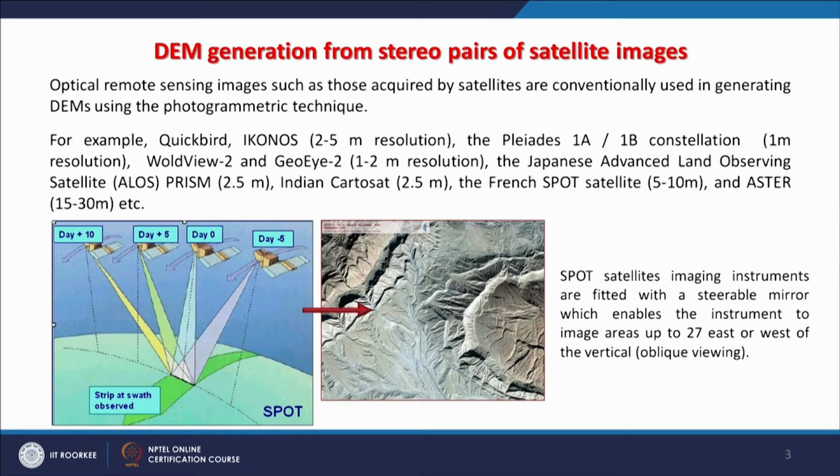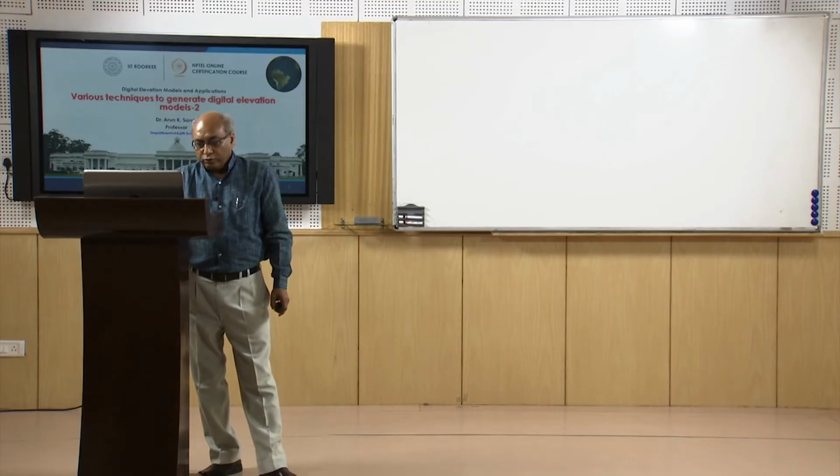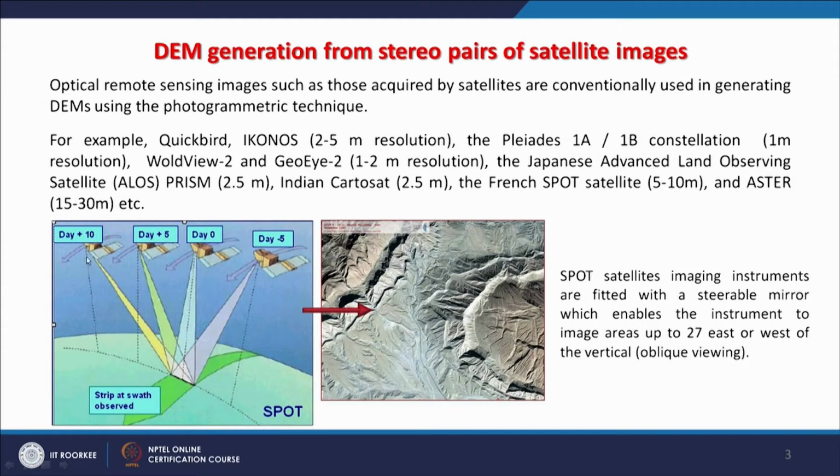In case of SPOT, this technology was first tested with the SPOT satellite data. What it did was, if you acquire data of the same area at different angles, minimum 2 angles are required, then you can employ the photogrammetric technique. That means the stereo images will be used, and using this stereo pair, one can generate a digital elevation model. So this is one of the examples.